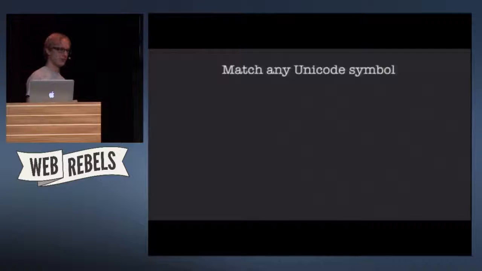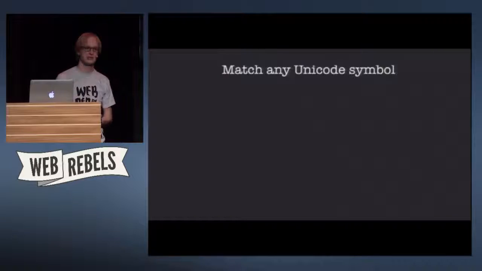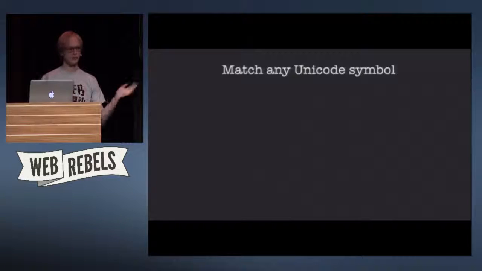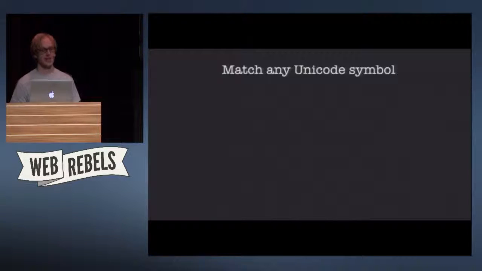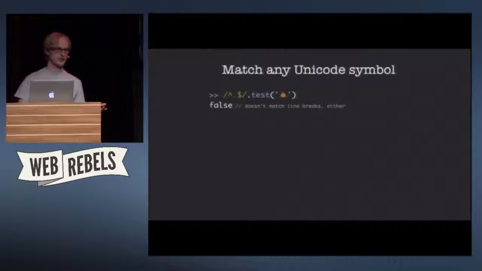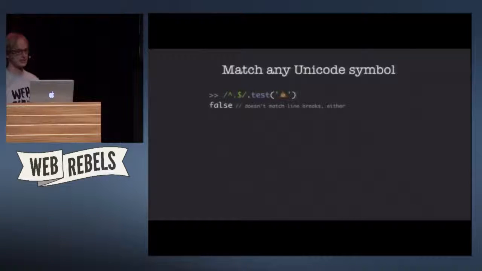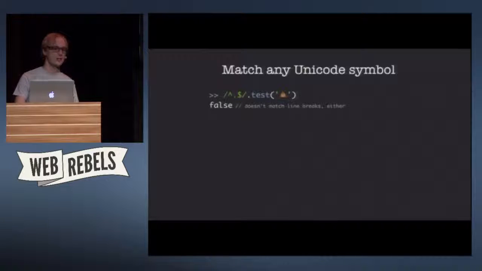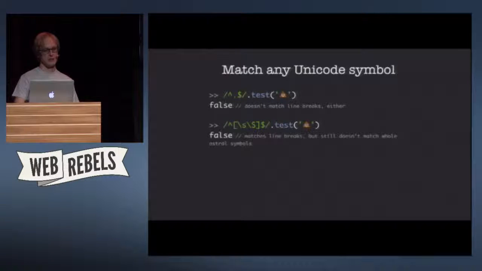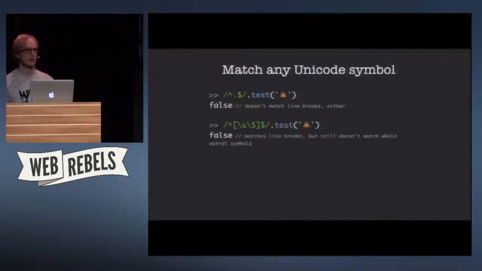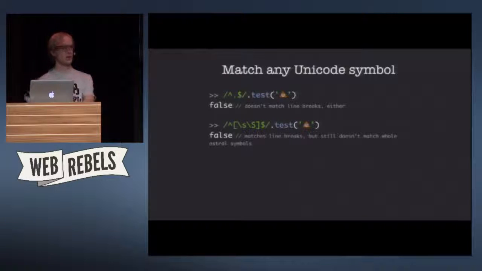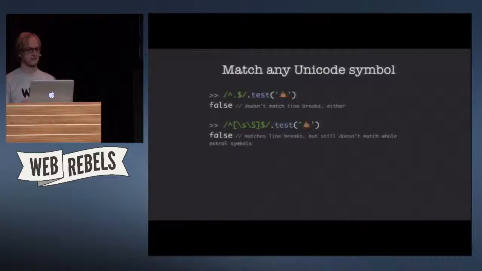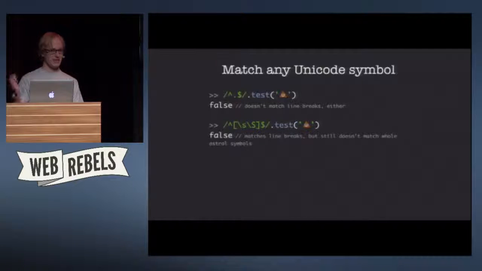If the dot operator doesn't do this, then what regular expression could we use to match any Unicode code point at all? Any ideas? Well, we couldn't use the dot operator itself, as we've demonstrated. Besides, it wouldn't match line breaks either. We can solve the line break problem by using something like this, where we basically match all white space characters and then all non-white space characters as well. This would match any character, but again, because JavaScript considers astral symbols to be two characters instead of one, it still wouldn't work. So, any ideas here?